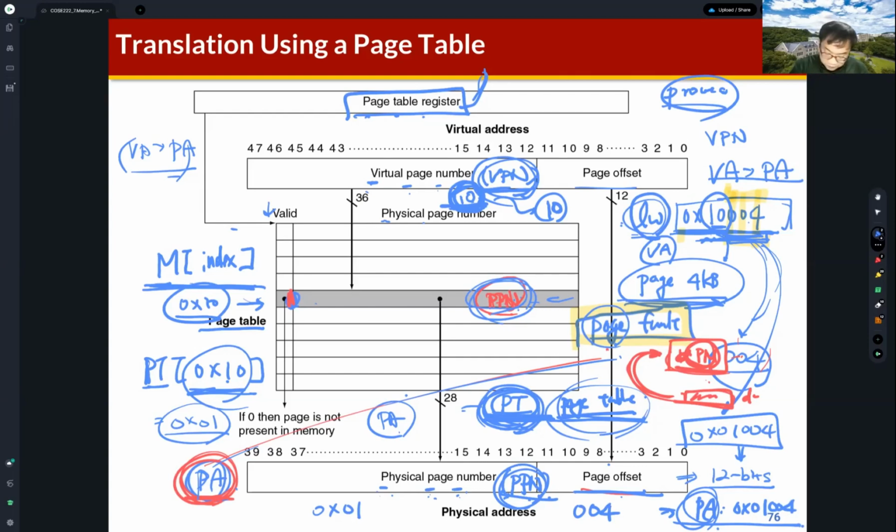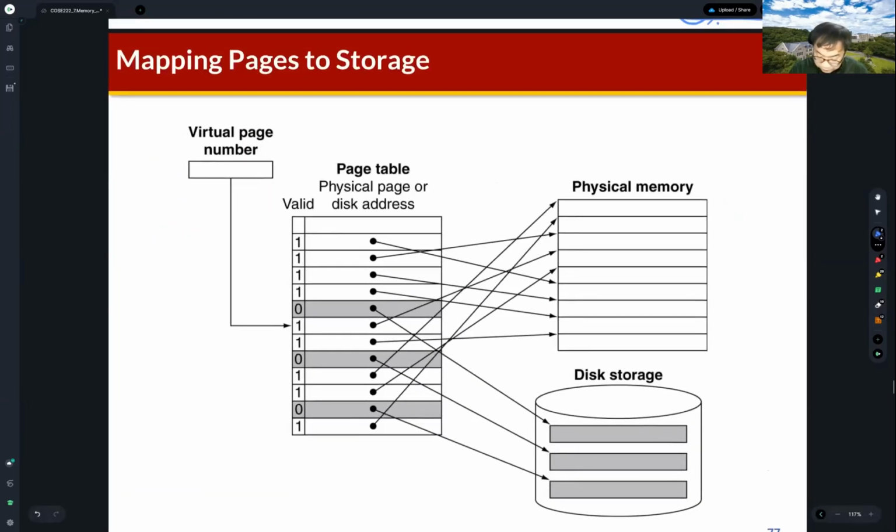So that's how the page table is used for translating a virtual address into a physical address. Okay.